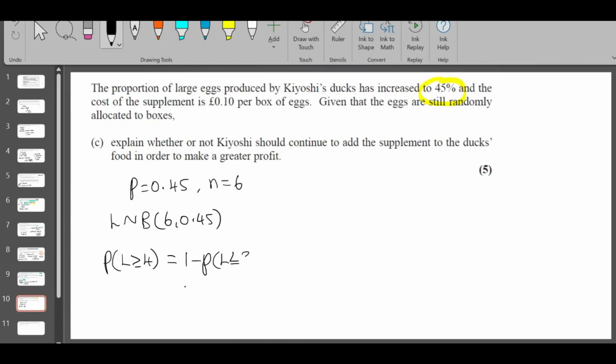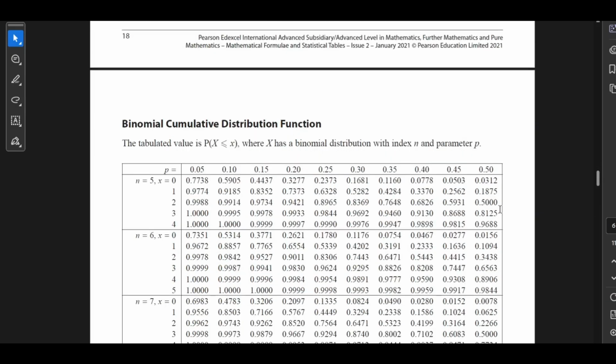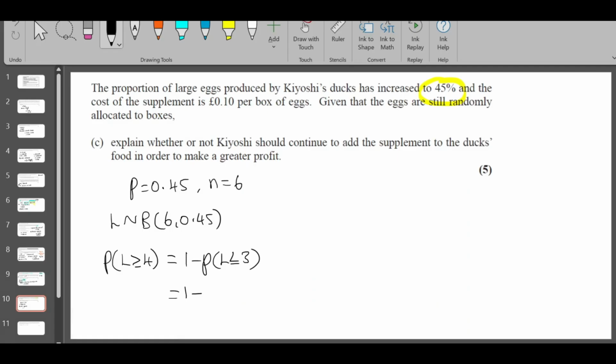Which is 1 minus P of L is less than or equal to 3, which is 1 minus, let's get the table value for N is 6, P is 0.45, X is 3. Okay, N is 6, P is 0.45, X is 3, that's 0.7447, so you will get 0.2553. That's the probability for the boxes that contain more large eggs than small eggs.